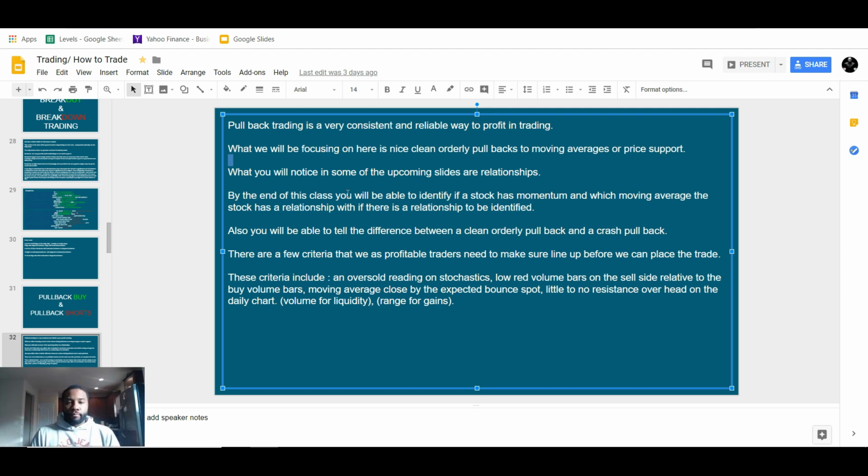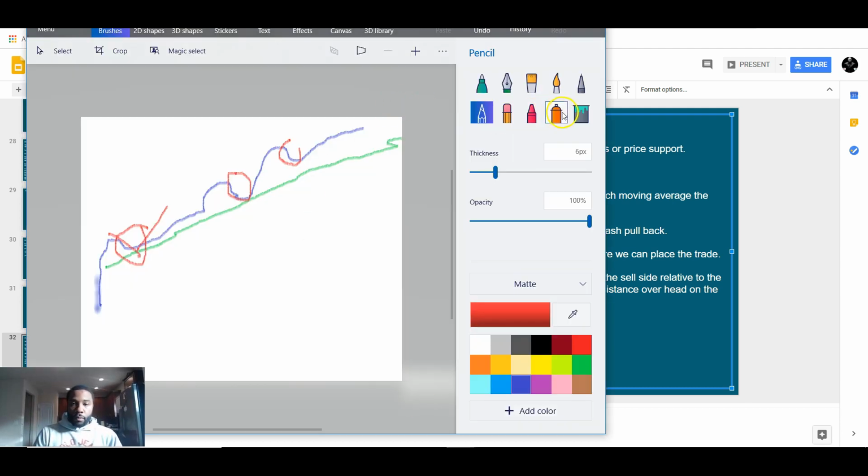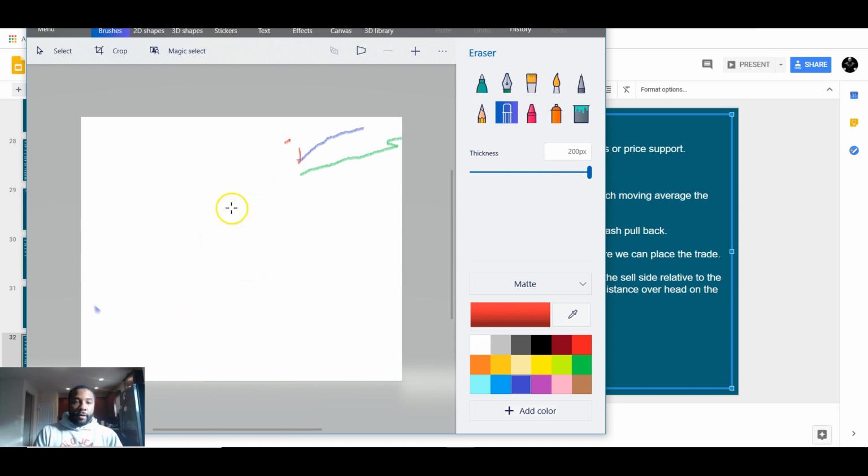So we want to look for relatively lower volume on candles that inform us that price has gone lower. You see what I'm saying? So what I mean by that is, in your pullback, right?